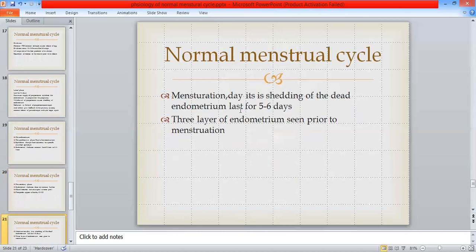Now, when the secretory phase is completed, there is shedding of the dead endometrium, and it lasts for 5 to 6 days. I have already told you that just before menstruation, before the bleeding starts, shedding of the endometrium occurs. Three layers are identified in the endometrium, which I have already explained in detail: the basalis layer, the spongiosum, and the compactum. The spongiosum and compactum layers are shed during menstruation, and the basalis layer is not shed.